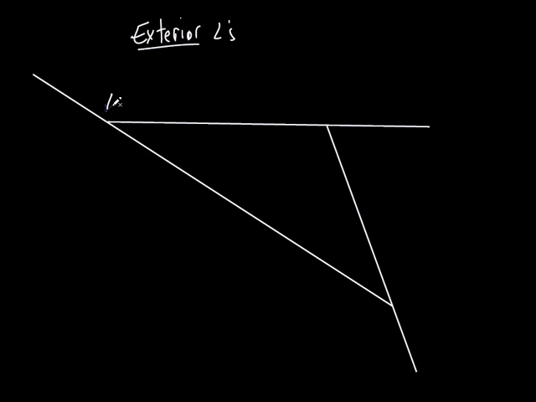This angle right here, we'll call that angle A. This exterior, see this outer one right here? We'll call this one B, and we'll call this one C. These are exterior angles that are formed by this triangle.